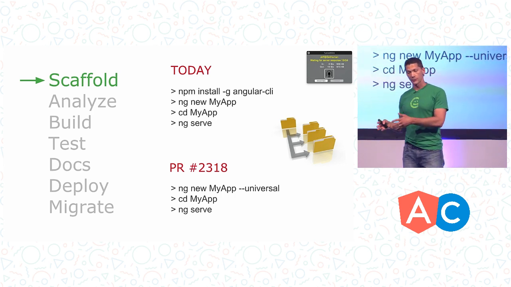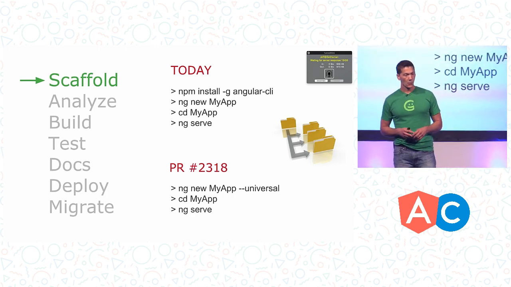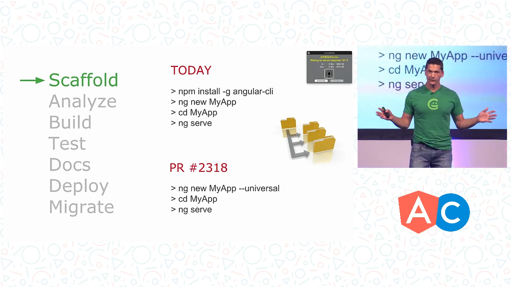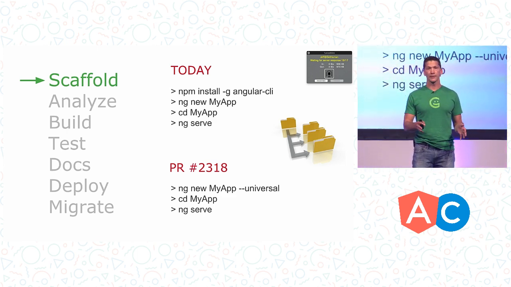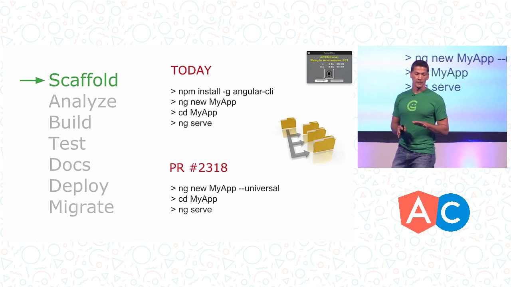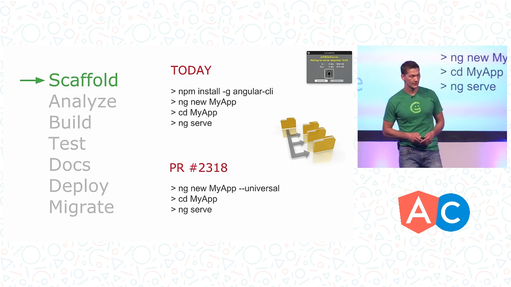It doesn't work as well for Universal today. You kind of have to patch it in yourself. But once the PR that we submitted lands, you'll be able to just add the --universal flag, and then you'll have your Universal app fully up and running in like 5 seconds. So this is actually alone a huge milestone for us. And Johannes has major props for getting to this point.